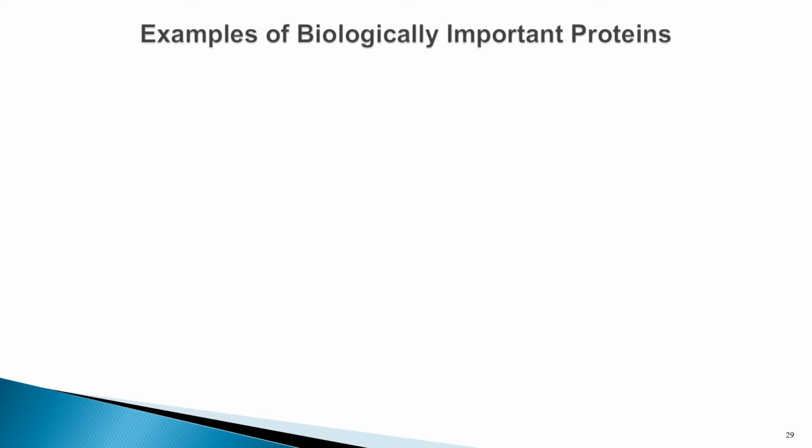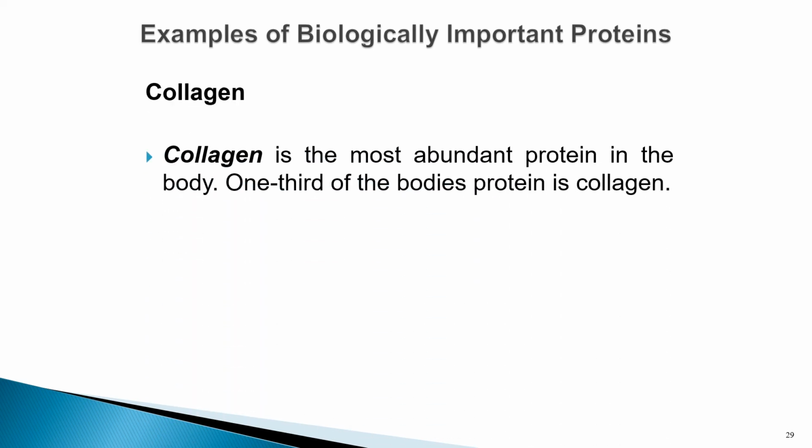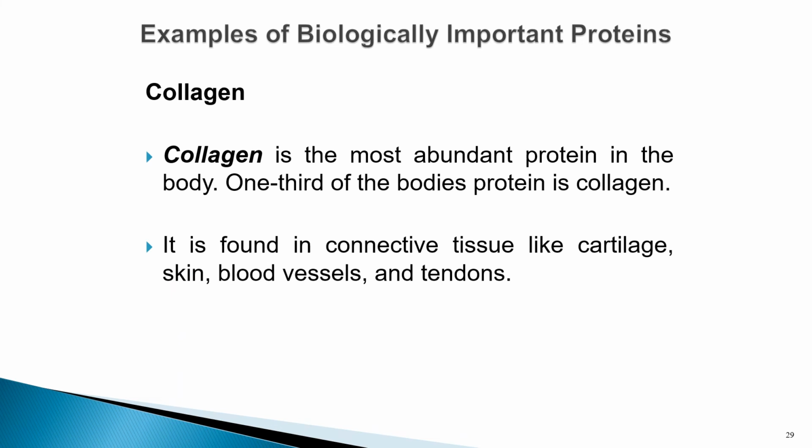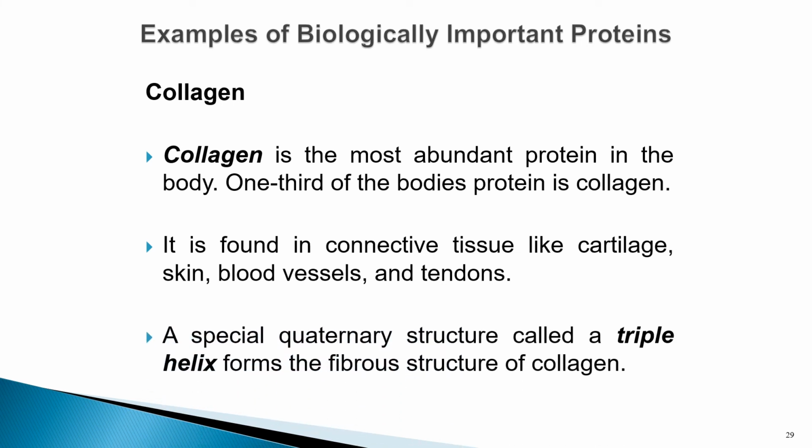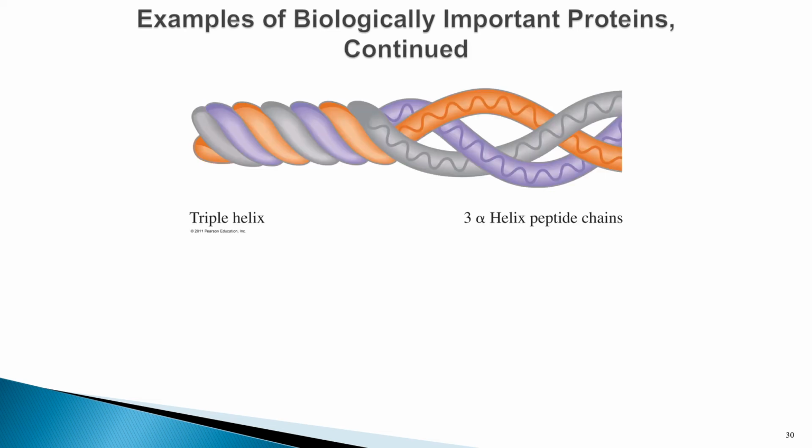Examples of biologically important proteins. Number one is collagen. Collagen is the most abundant protein in the body. One third of the body's protein is collagen. It is found in connective tissues like cartilages, skin, blood vessels, and tendons. A special quaternary structure called a triple helix forms the fibrous structure of collagen.